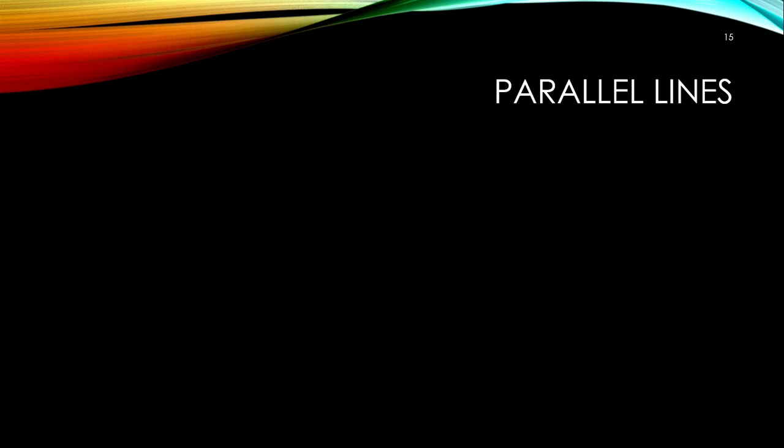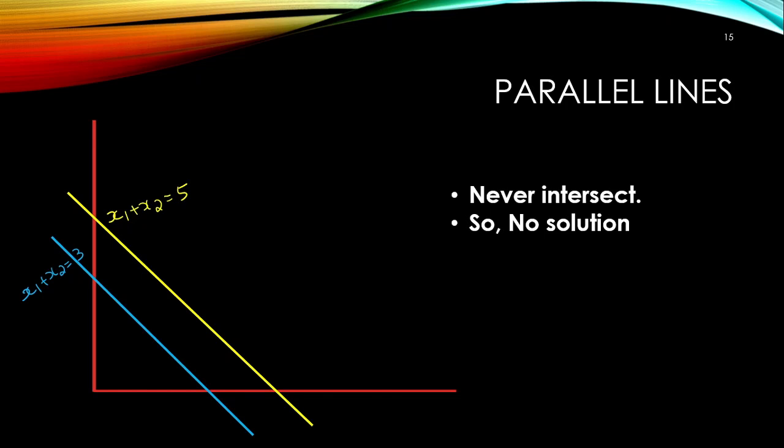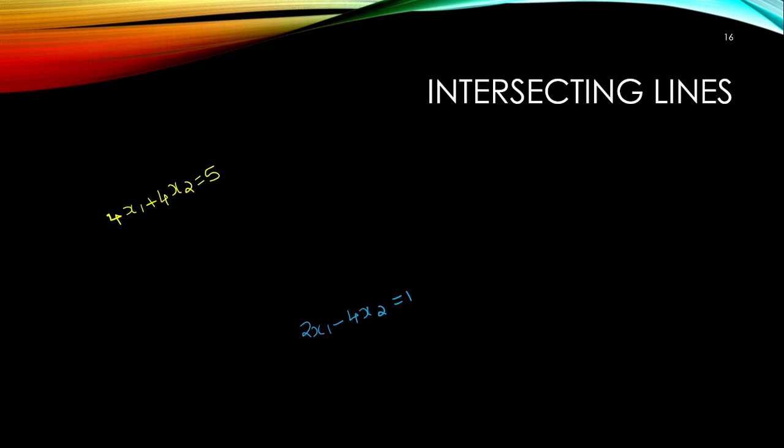Then parallel lines: if we have two equations, suppose x1 plus x2 equal to 3 is one linear equation, and the next linear equation is x1 plus x2 is equal to 5. If these two are the linear equations we want to solve, from the geometric representation we can see that they are parallel lines and they will never intersect. So that means this set of equations will not have a solution because they are not going to intersect anywhere. Never intersect, so no solution.